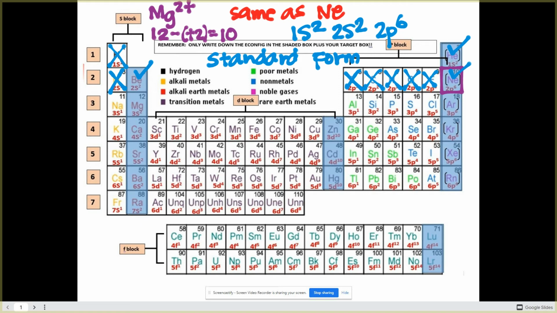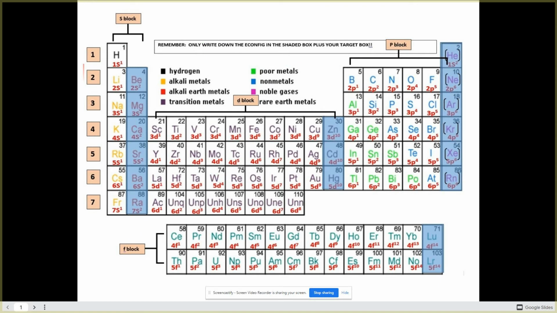All right. So let's write some examples of that. So we're going to take an example and write it down in both the standard form and the abbreviated form. All right. So let's take, for example, let's do silicon. So Si. Whereas Si is right here.